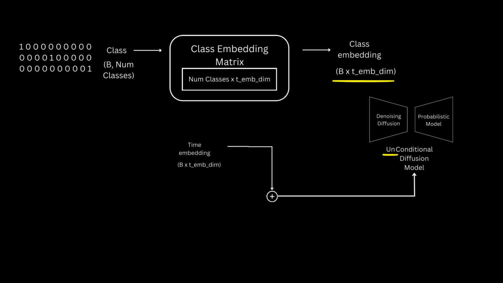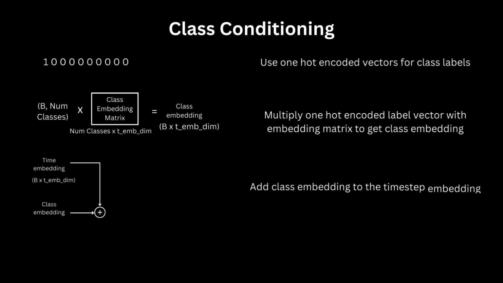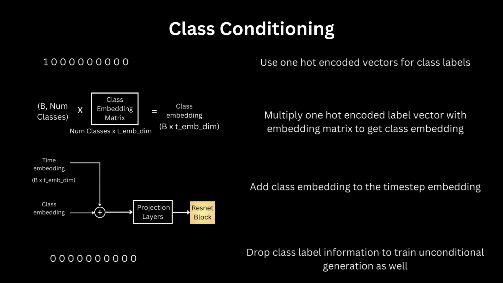Personally, I find this easier and intuitive, and this is the approach that we'll be implementing. So to summarize, for class conditioning, we have class labels as one-hot vectors, multiply these one-hot vectors with the embedding matrix weight to get the class embeddings, add these to the time embedding right before passing them through projection layers and ResNet blocks. And finally, for also training the model to generate data unconditionally, randomly modify the labels to be all zeros. Let's look at the code for this class conditioning implementation.